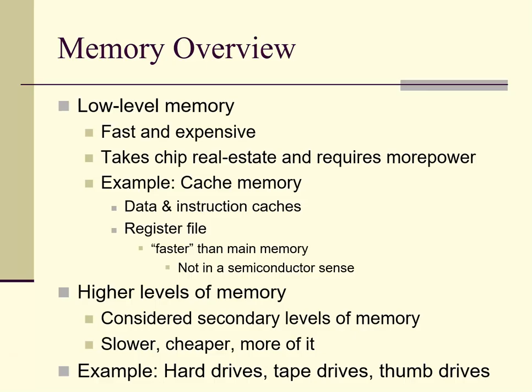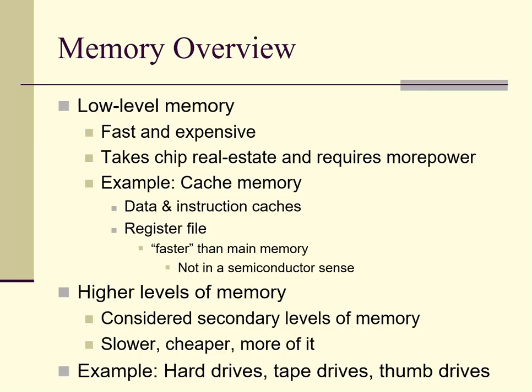The register file for what we're doing is considered faster than the main memory, not in the semiconductor sense, but in the sense that if I have to take some data and crunch it, I've got to take it from memory using an instruction, crunch it using an instruction, and then store it back in memory. It's considered a higher level of memory because it's going to take longer to crunch data that's in memory as opposed to data that's in the register file.